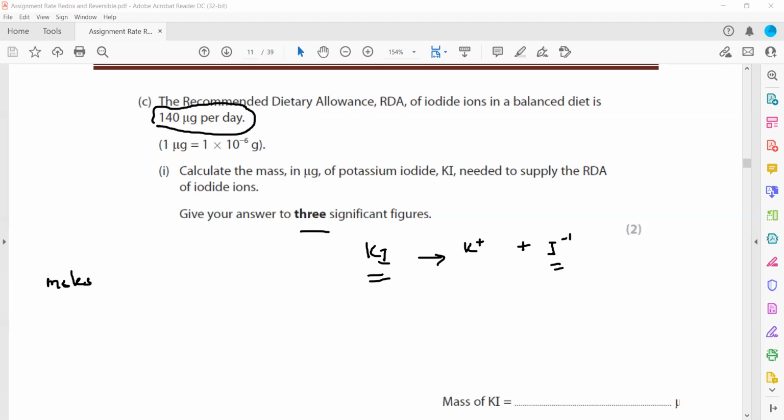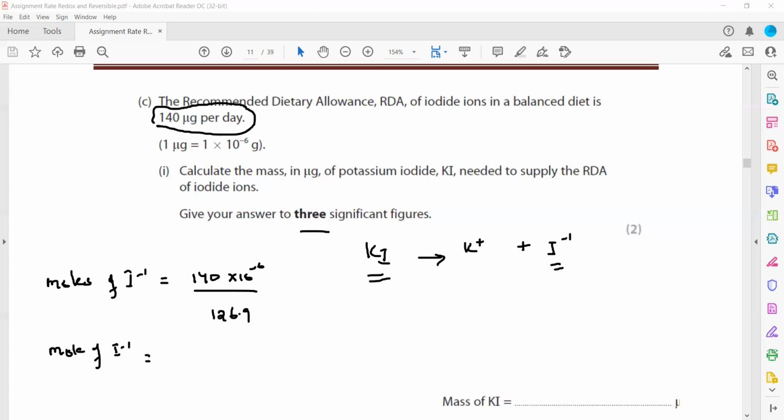So moles equal mass in grams. So we are getting the moles of iodide ion. That is the mass per day, what we need: 140 micrograms. So 140 into 10 to the power minus 6 divided by the molar mass, like relative atomic mass or molecular mass. So here it is 126.9. When we divide, we'll get the moles of iodide ion.